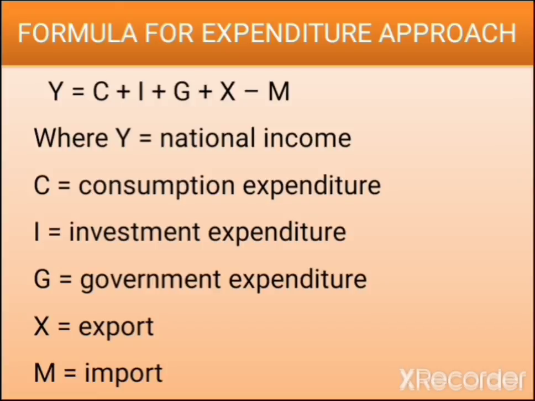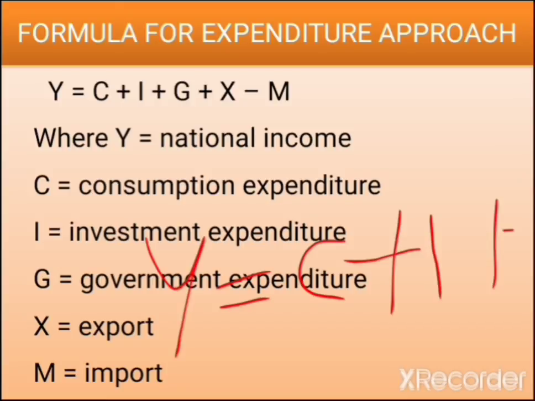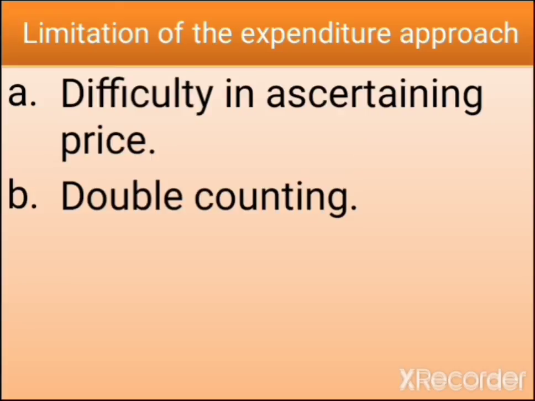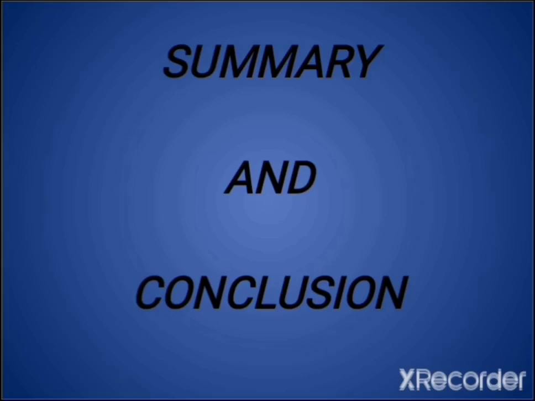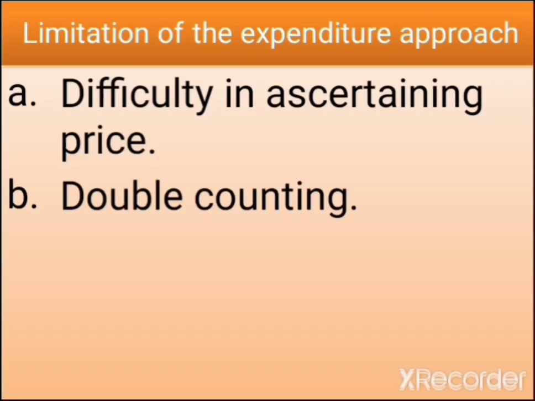We usually call it the three-sector economy, where Y is equal to C plus I plus G. This is a closed economy. There is no foreign trade. But in an open economy, there is foreign trade. Then we have some limitations of the expenditure approach: difficulty in assessing the price of certain commodities, and double counting.